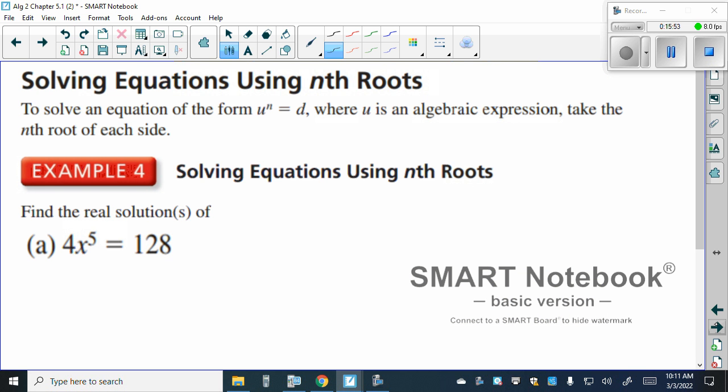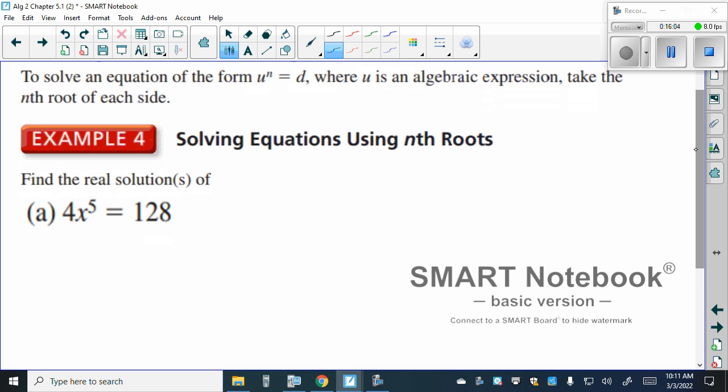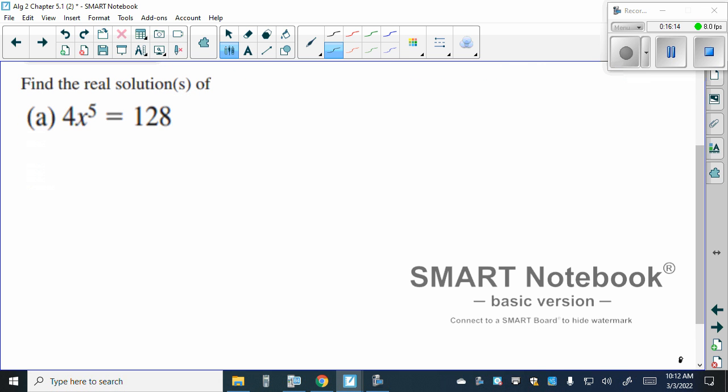The last thing we're going to look at today is solving equations using roots. Now, we've done this before. We called it the square root method, because we got the variable or set of parentheses that had the exponent by itself, and then took the square root of both sides and finished solving. Here, we're going to do the exact same process, except we're not going to be just using square roots. So for our first one here, we have 4 times x to the 5th is equal to 128. Now, it's only wanting us to find the real roots.